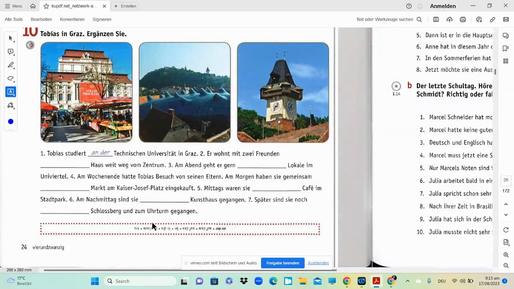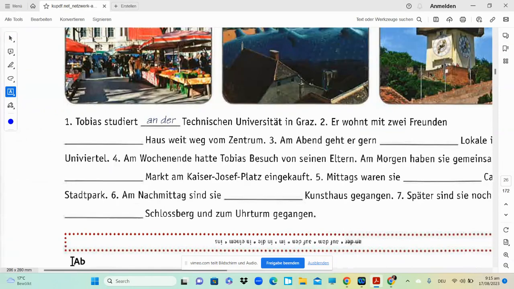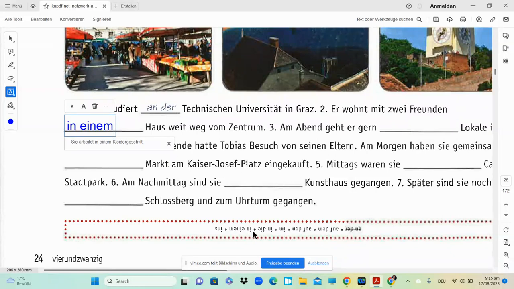Okay, again over here you have got these answers. You just have to use them accordingly. Okay, so let's just quickly try working on this activity. Tobias studiert an der Technischen Universität in Graz. Wohnt mit zwei Freunden. Where in das Haus becomes in einem Haus. Why? Because there is no motion. Okay, am Abend geht in einem Haus. We must be having this over here.